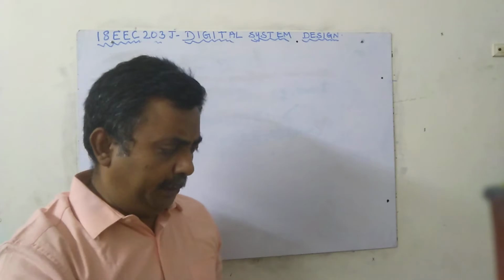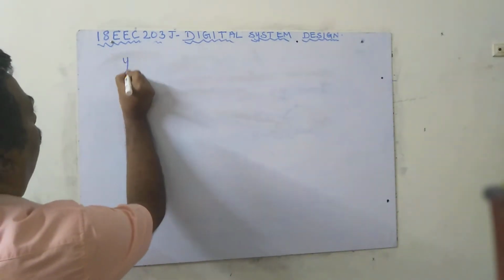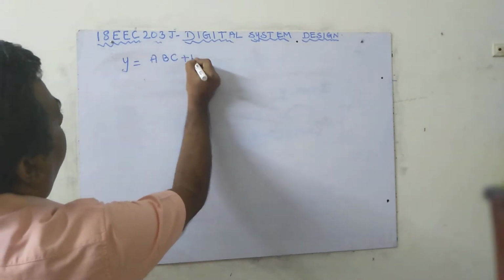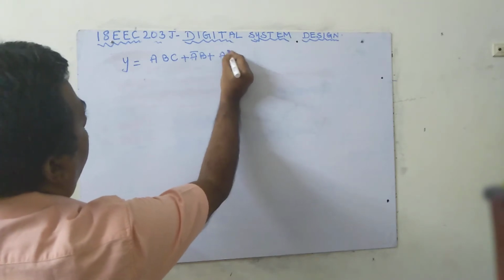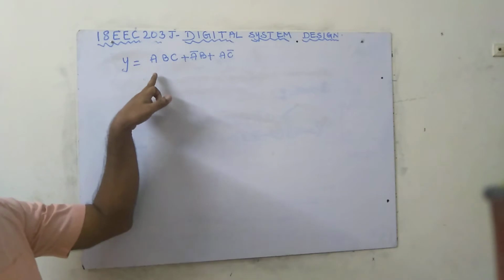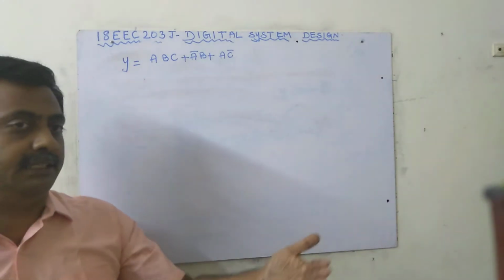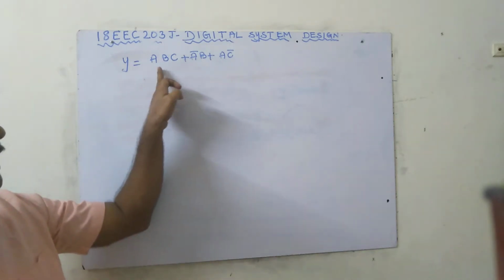Before going to the minterms, first I will consider a three variable equation. Y equal to ABC plus A bar B plus AC bar. See, how many variable function is this? This is an SOP form. How many variables? Here variable is nothing but input. Input only I am calling by the word variable. How many variables? It is a three variable function. What are the variables? A, B, C.